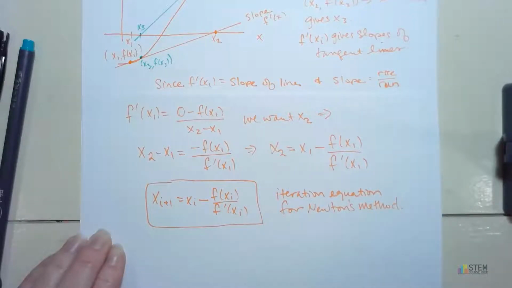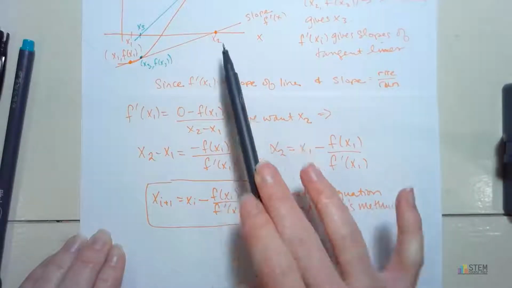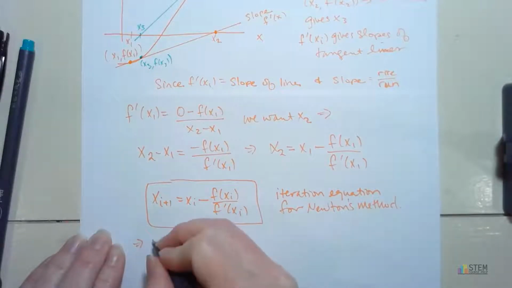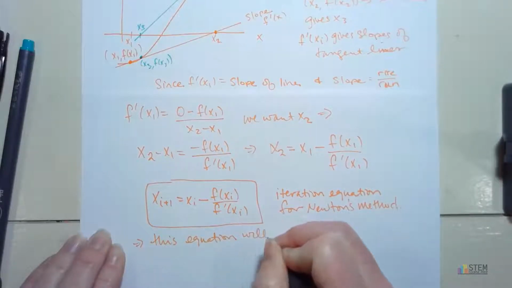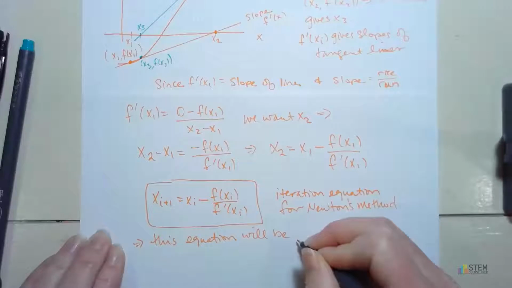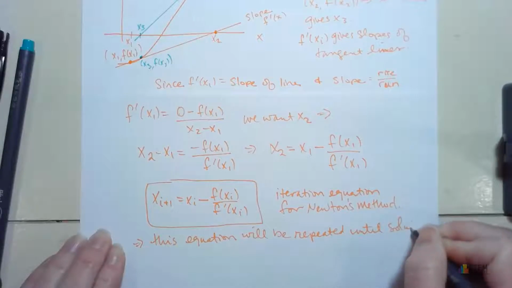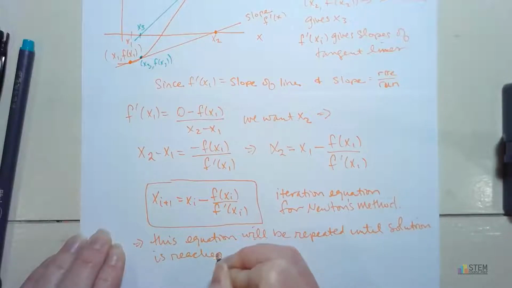And that's it. It's pretty straightforward. Basically what we do is keep going through doing the tangent lines and you'll get these estimates, and you keep updating it until you reach a certain tolerance. I'll show you what that is when we get to the algorithm. Let's just write down here that this equation will be repeated until a solution is reached.